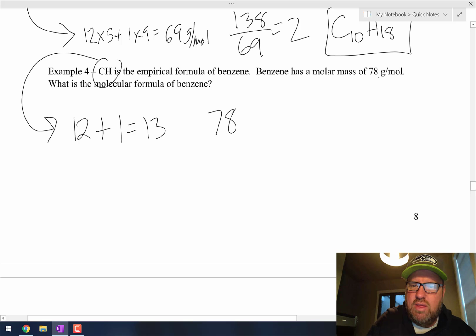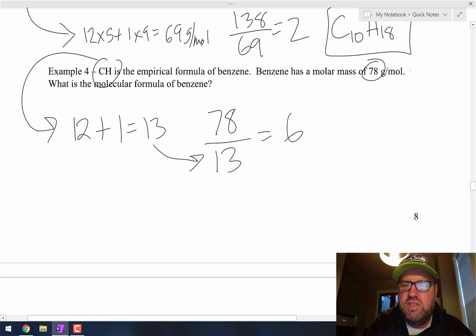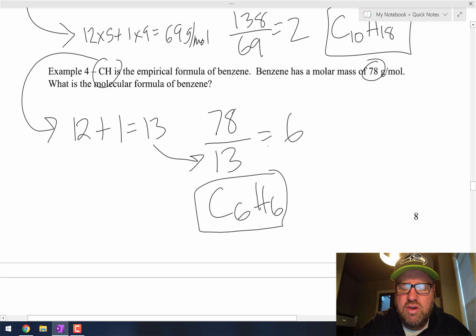And then we take the molar mass of the molecular formula, divide by the molar mass of the empirical formula, and that equals 6. So that means we're going to take that CH and multiply each subscript by 6, which gives us a final answer of C6H6.